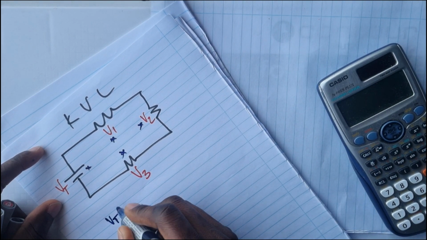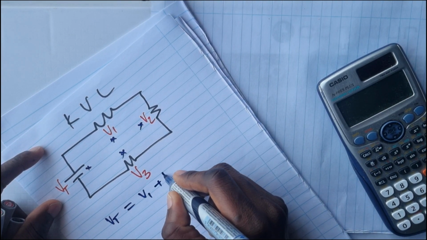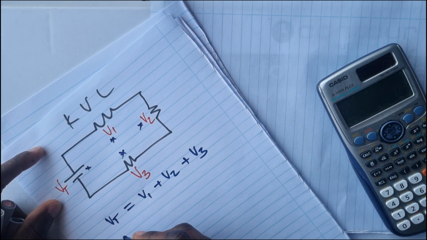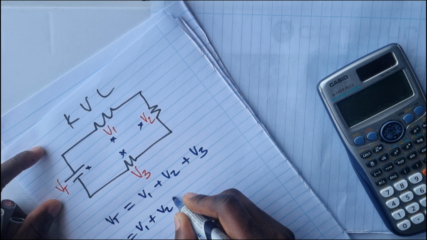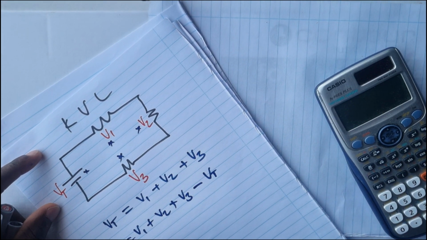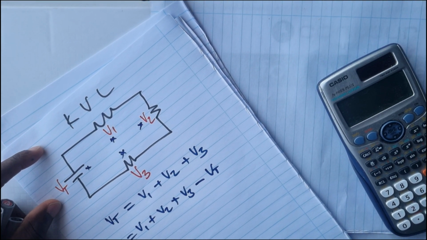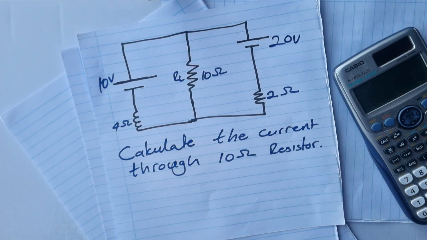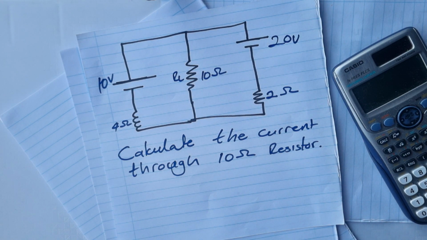So we know that Vt is equal to V1 plus V2 plus V3. If we take this one, we're going to have 0 is equal to V1 plus V2 plus V3 minus Vt. And this one gave us what? 0. So to understand this, let's go straight to one example. Now we're going to look at this simple example.